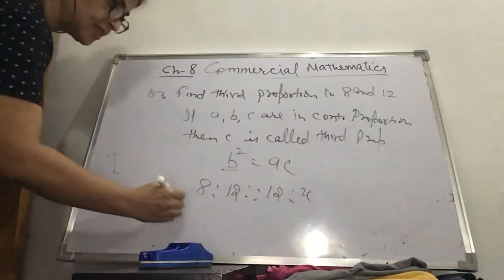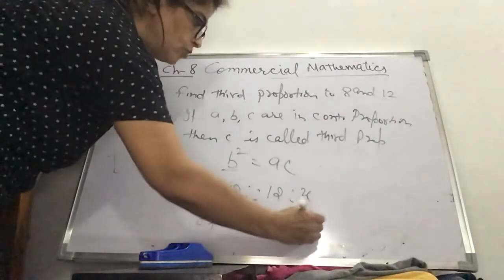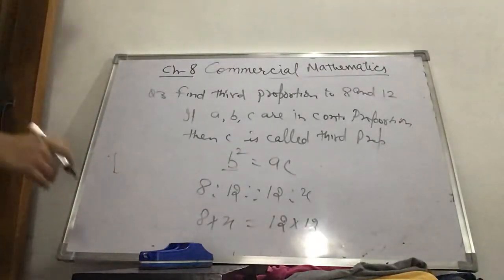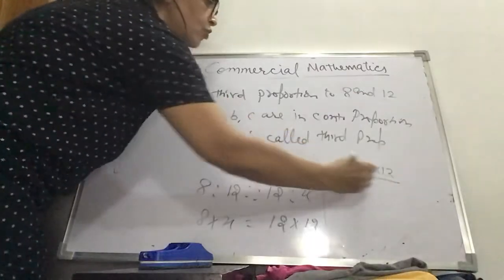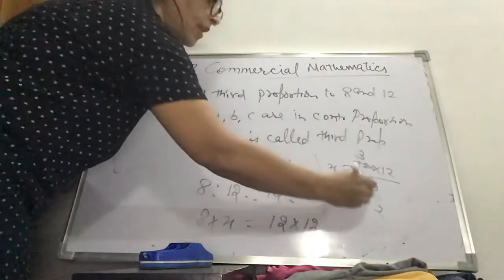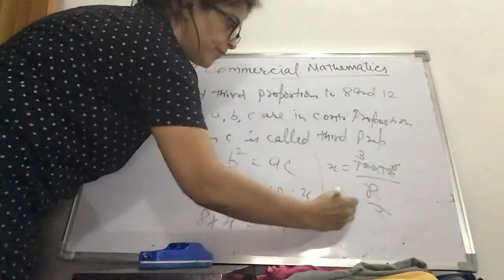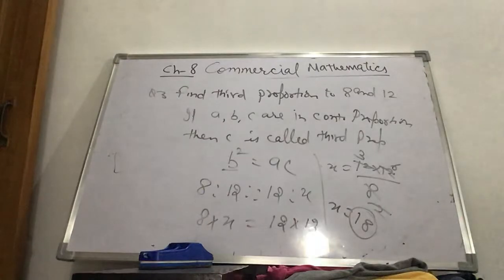Now product of means is equal to product of extremes. 8 multiply X is equal to 12 multiply 12. We will find the value of X. X is equal to 12 into 12 upon 8. 4 2s are 8, 4 3s are 12, 2 6s are 12. So X is equal to 18. That means the third proportion is 18.